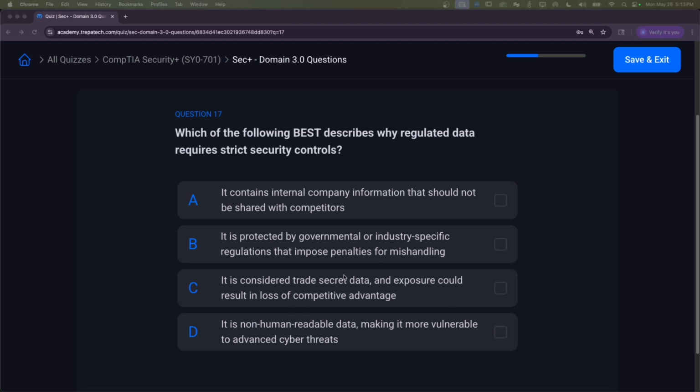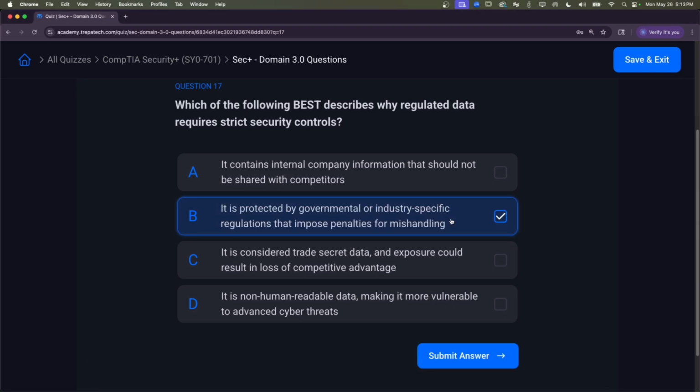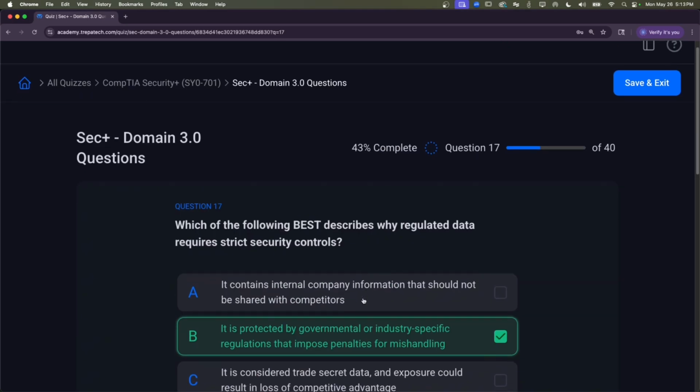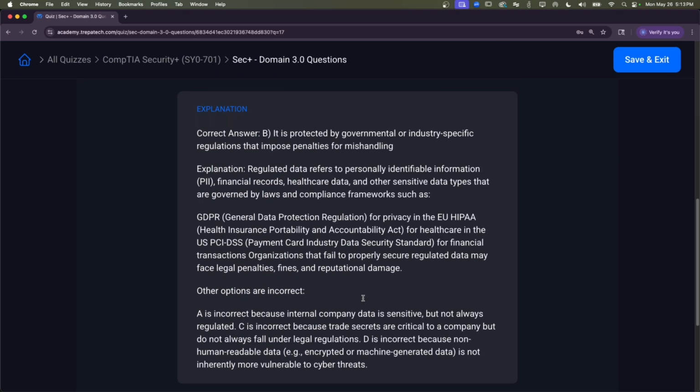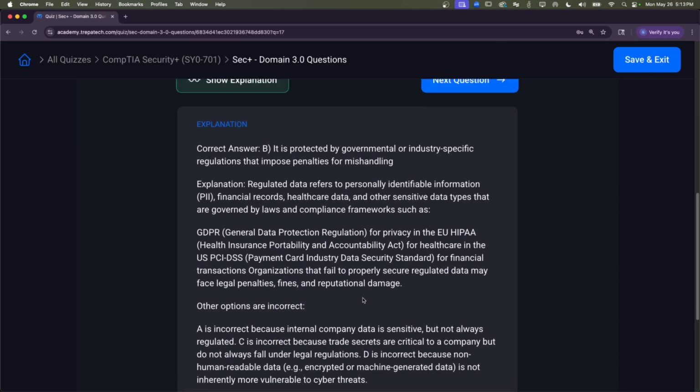So I'm going to go with B here. It is protected by governmental or industry-specific regulations that impose penalties for mishandling. So that is regulated data. Just data that has to be in compliance with something, industry, government, whatever your regulating body, your governance body may be. Pause the video if you'd like to read the explanation.